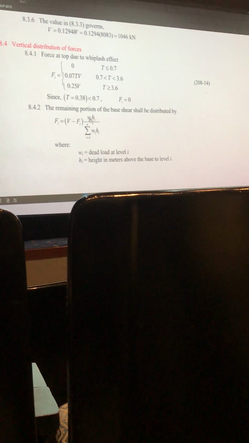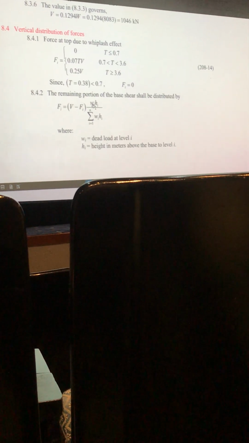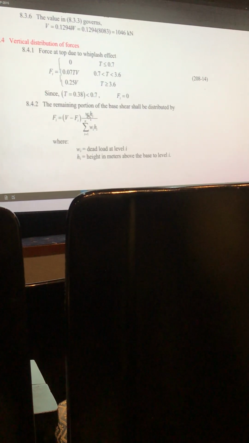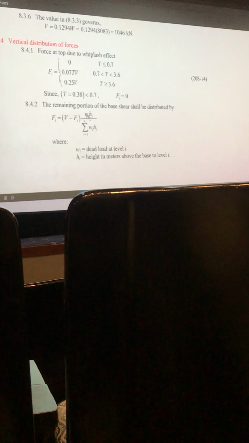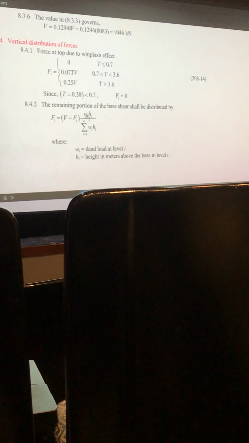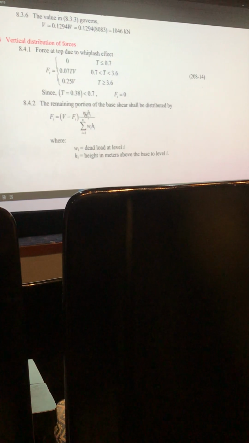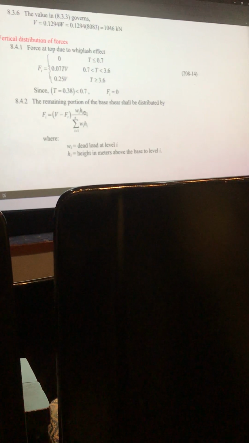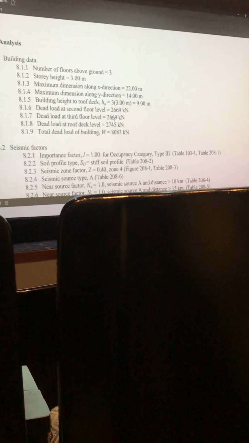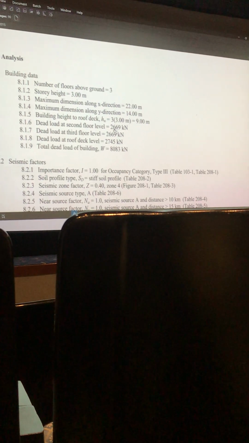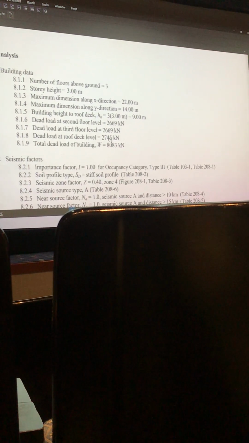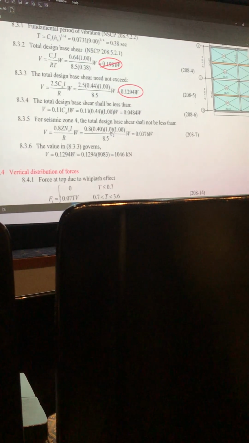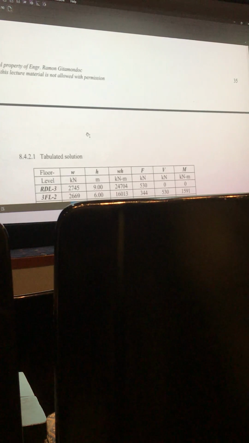For example, if your weights at the second, third, and roof deck are equal and your height is regular, 3, 6, 9, then the distribution will be linear, in the form of an inverted triangle, the largest at the top and the smallest at the lowermost floor. But here the floor weights are not all equal: second and third are equal, but the roof deck is a bit different, so it won't be a perfect triangle.